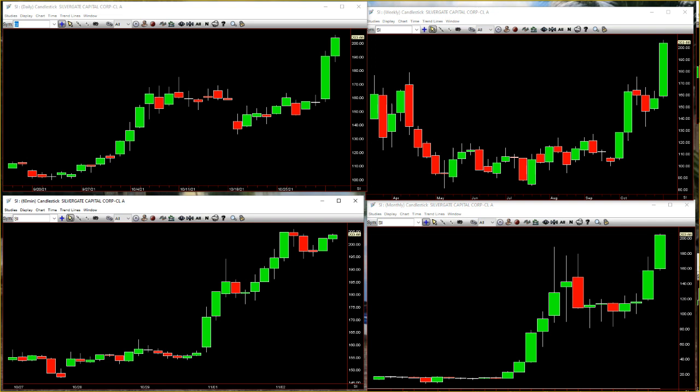When it gaps up, sits there, and then does nothing, and then pukes, we like that one. Although sometimes that happens pretty quick on the shorter time frames. So we let them tell us. What is it doing? Is it continuing? Is it reversing?